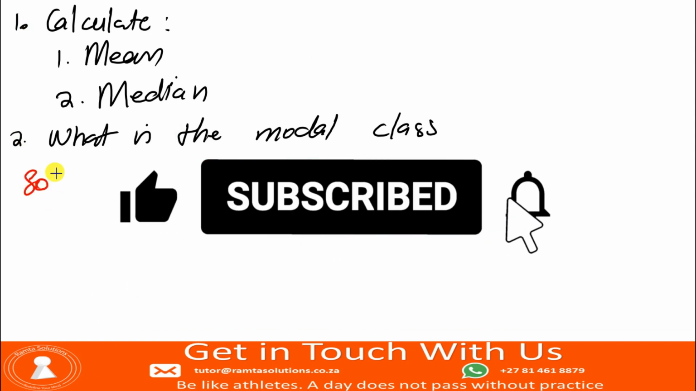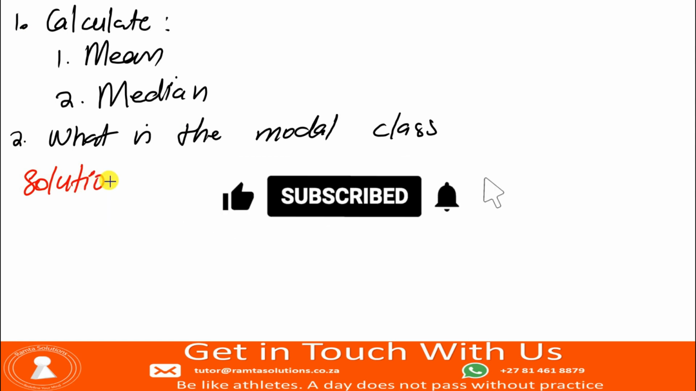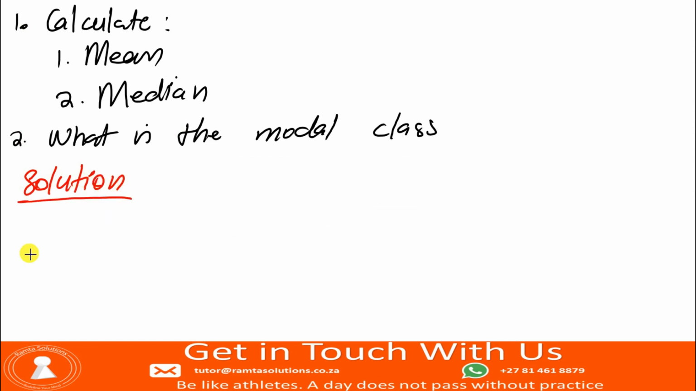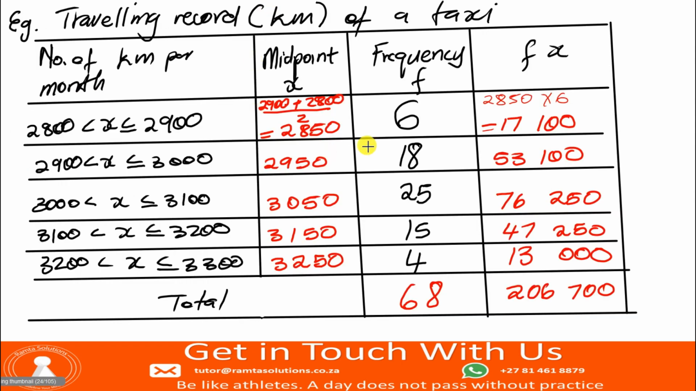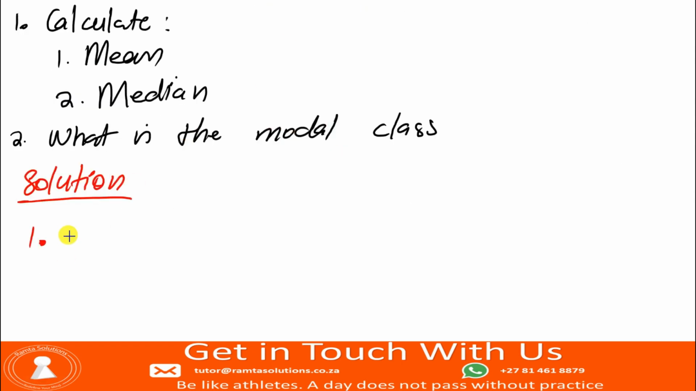Number 1. Solution. To calculate the mean, this is grouped data, just like we defined in frequency tables. X bar is equal to sum of x over n. Sorry, it's not sum of x, it is sum of fx over n.